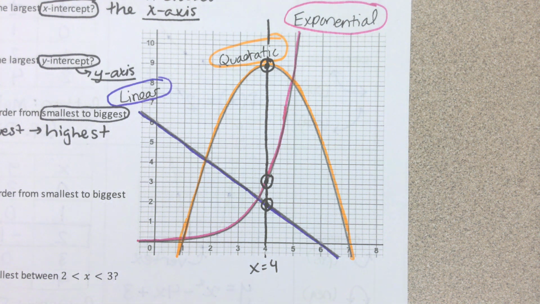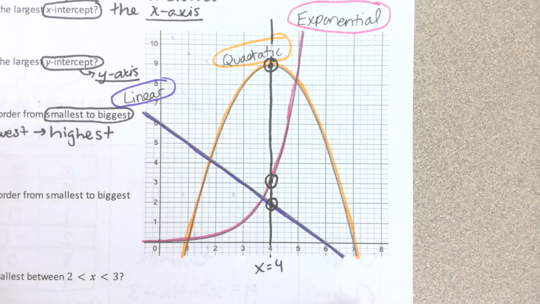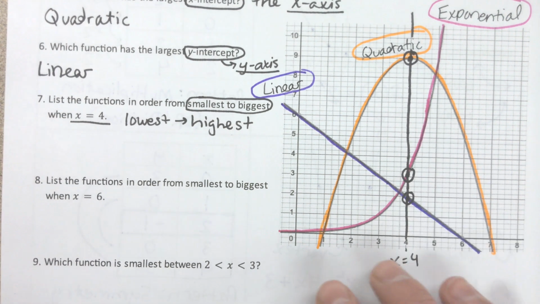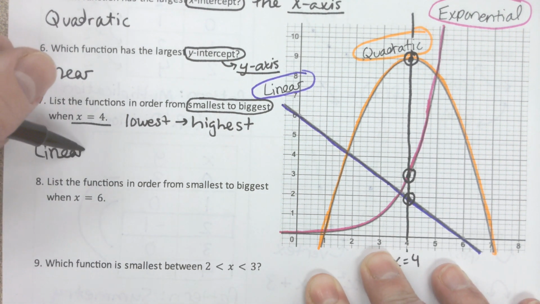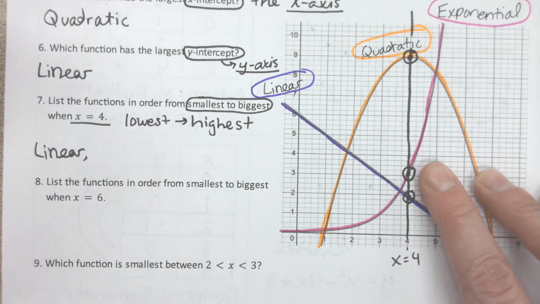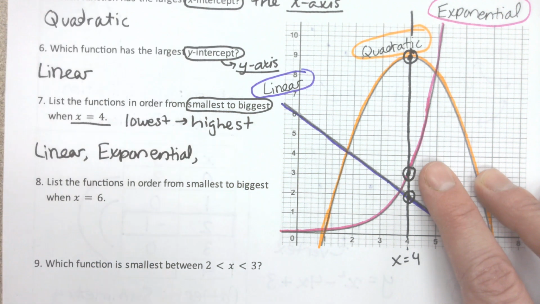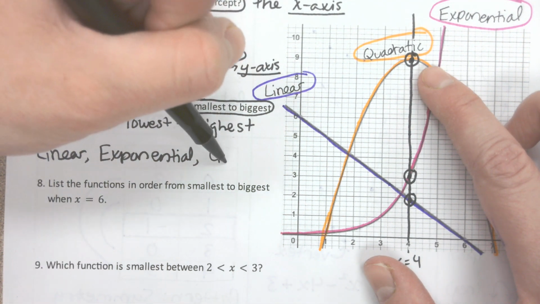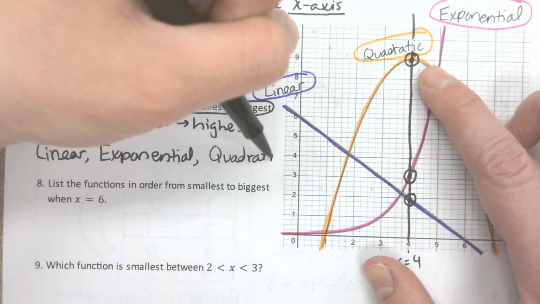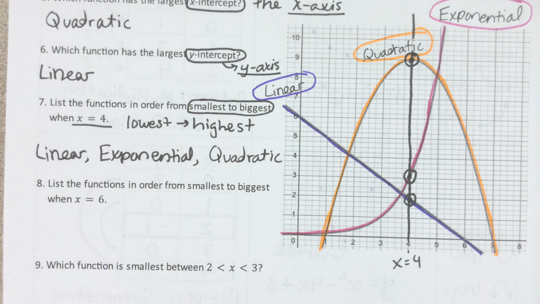All 3 of these graphs are functions, so they will hit the vertical line one time. Once you've found all 3 places, then you're good. You've got all 3 accounted for, and you just go in order from lowest to highest. So the first function I hit was linear. Second function I hit was exponential. And the third function at the top is quadratic. Smallest to biggest means lowest to highest.